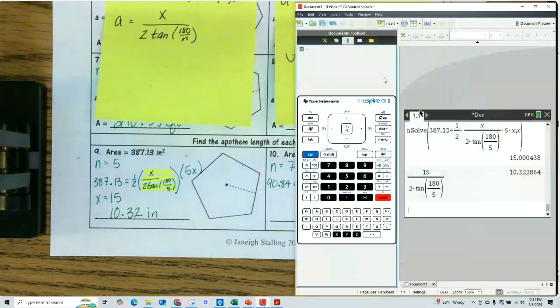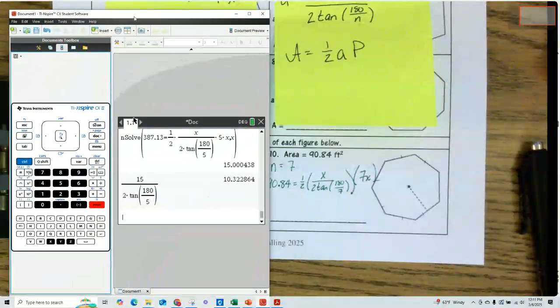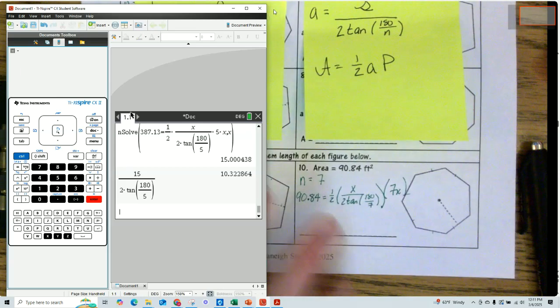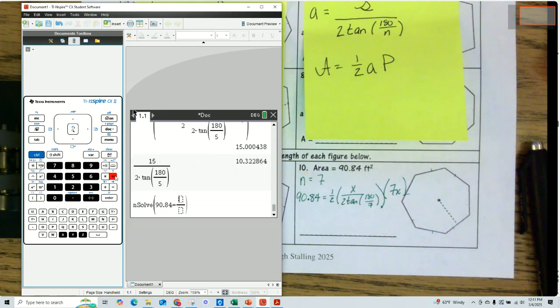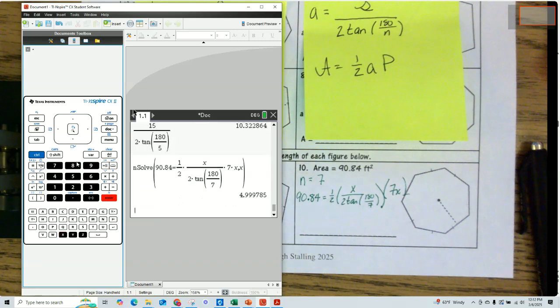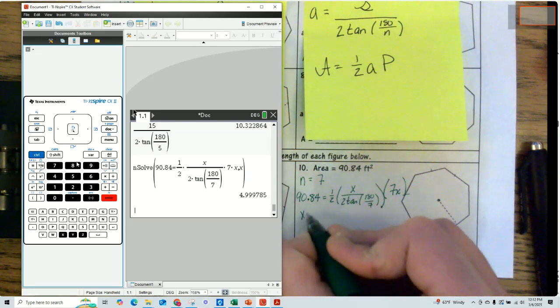And then we can menu 3-1 it. Again, there is not going to be a quiz over this material, so don't feel panic if you're starting to go, whoa, it's okay. So 1/2, and then again all these crazy fractions in parentheses. 180 over 7, 7x, comma x. Most of these will round up to a nice pretty number, so like 4.999. X is going to be 5.